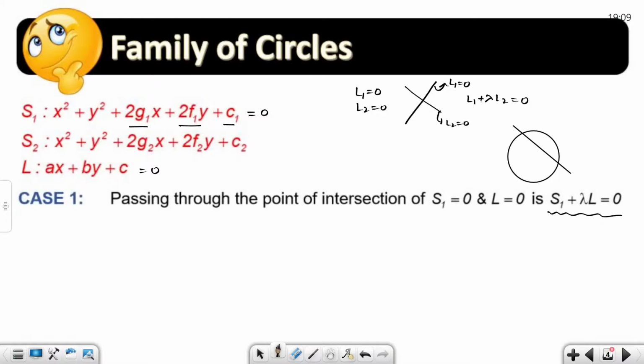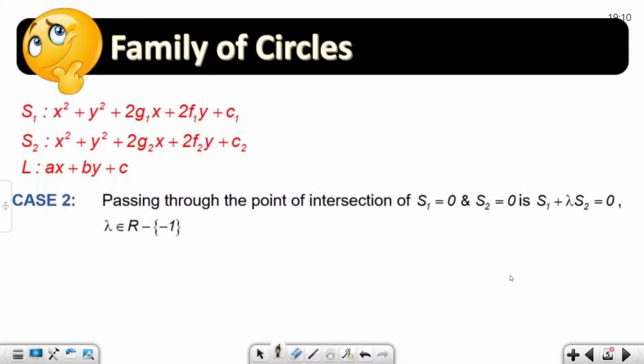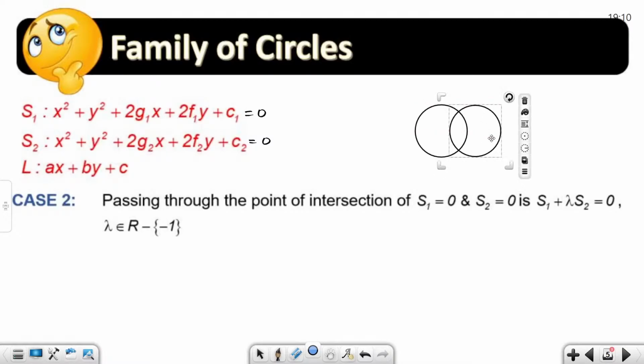So this is our case 1 of family of circles, when you are finding out the family of circles passing through the point of intersection of a given circle and a line. Right? Okay. Now there are two circles given to us. Let us say one is S1 equals to 0 and another one is S2 equals to 0. So let me just draw two circles. These are the two circles. Now these two circles are intersecting each other at 2 points. This is one point A and this is the second point B.